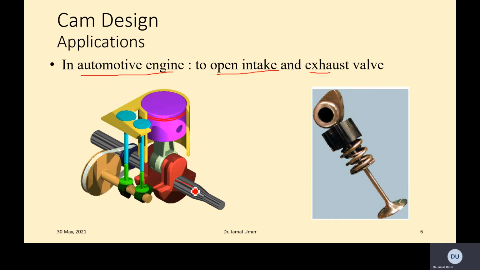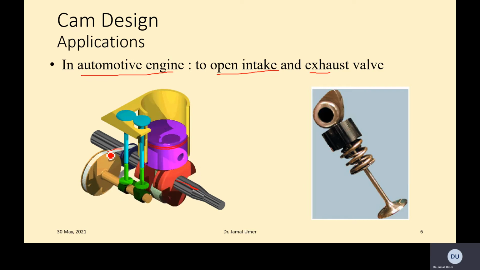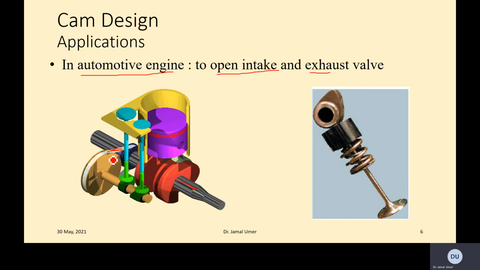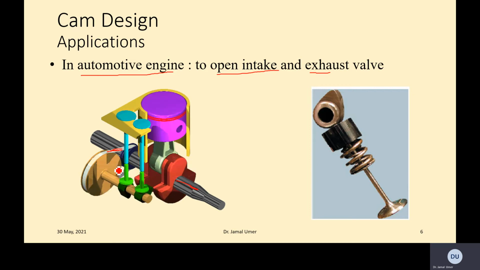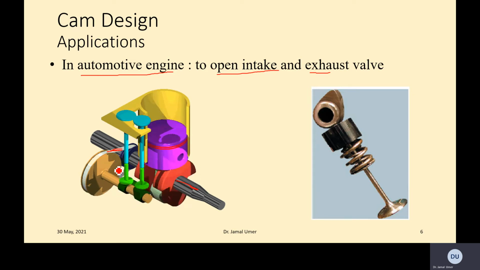So this is the crankshaft. It is connected with one of this belt, so belt and pulley system. So that's why it's called a timing belt. And why do we call it timing? Because it is defining the time of open and close of the valves. That's why we call it a timing belt.